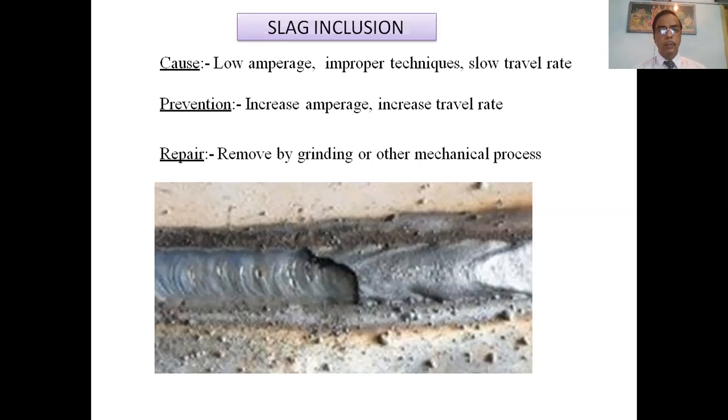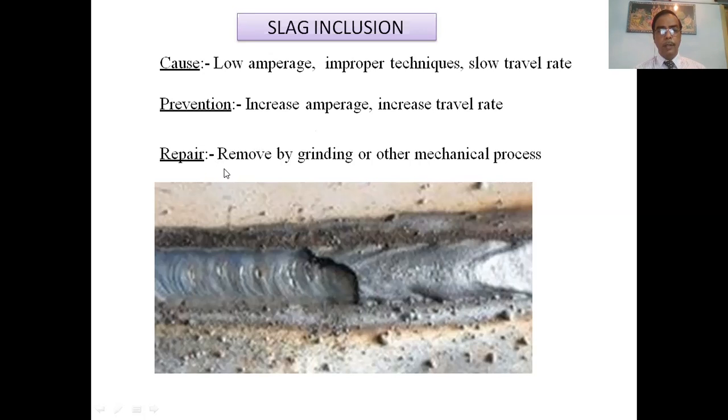The causes: low amperage, improper technique, slow travel rate. To prevent this, increase amperage so that it will melt properly. Increase travel rate so that slag will be on the top of the surface. Repair, if slag inclusion is there.